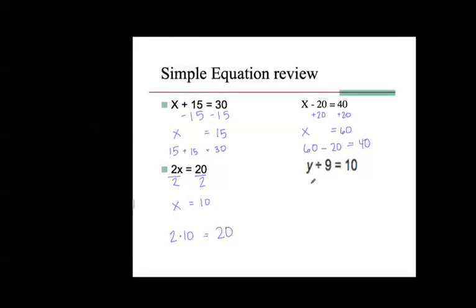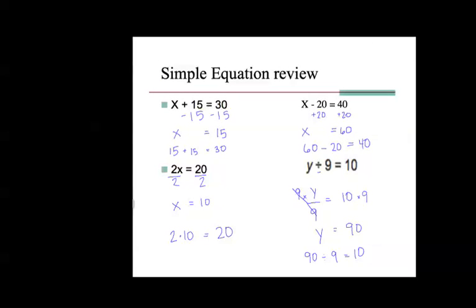And finally, y divided by 9 is equal to 10. A lot of times you'll also see it written like this: y/9 = 10. You do the opposite of division and you would multiply both sides by 9. These cancel out. y = 90. And plugging in that value, 90 divided by 9, will get you back to 10.